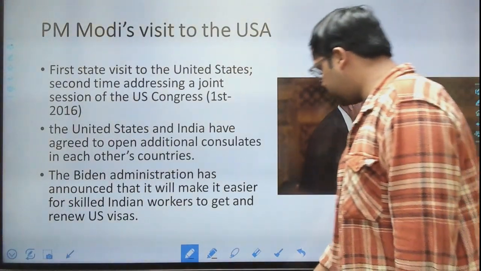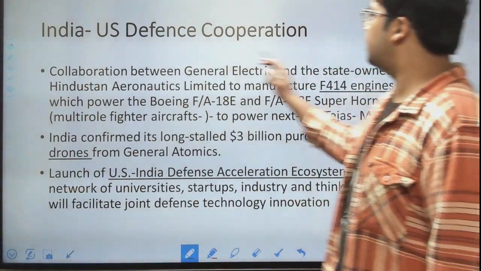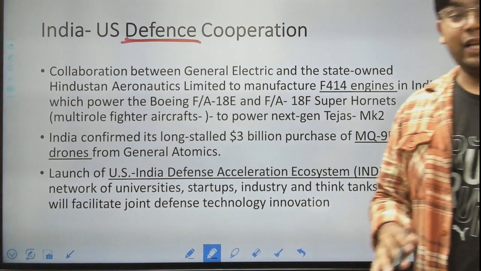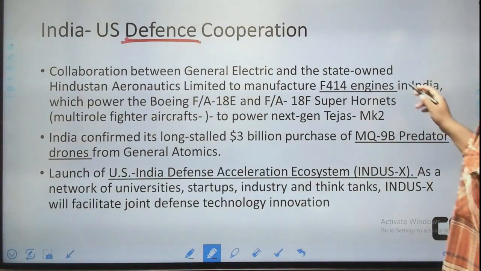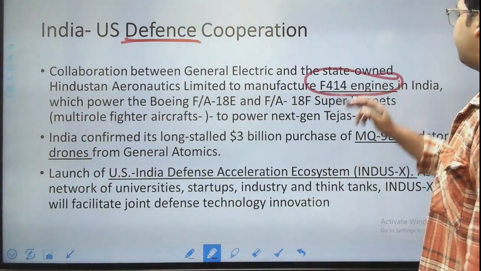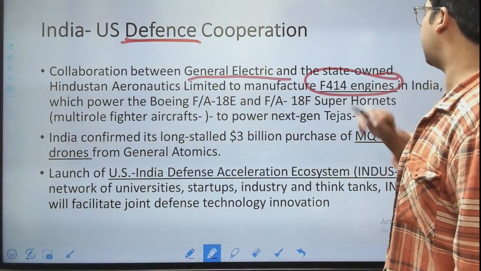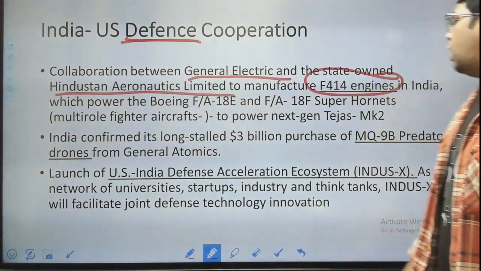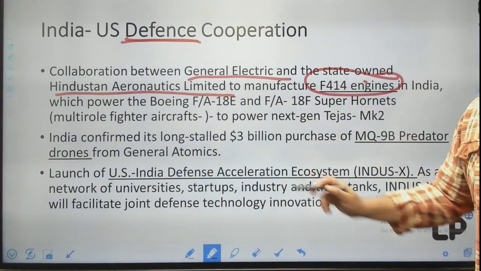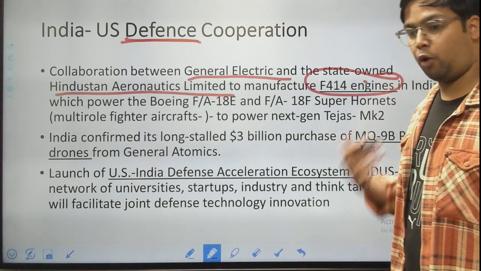Okay. Apart from this, we have divided all the cooperation agreements into segments. The first segment we'll be covering is defense. Now, what have India and US done in defense during this visit? One of the most important agreements we have reached is the manufacturing of the F414 engines in India. So the agreement between General Electric and Hindustan Aeronautics Limited, HAL, is that they have agreed to manufacture the F414 engines in India. Now, why are F414 engines so important for us?